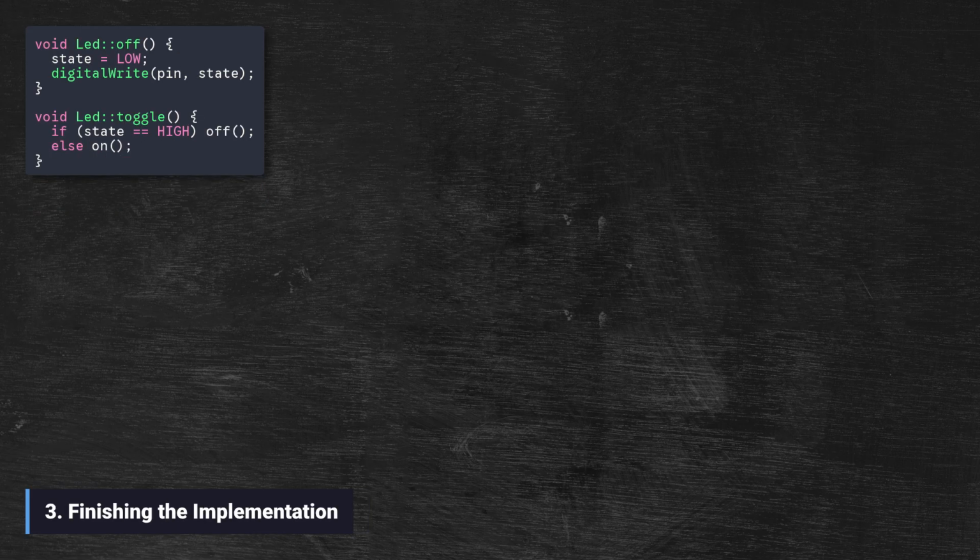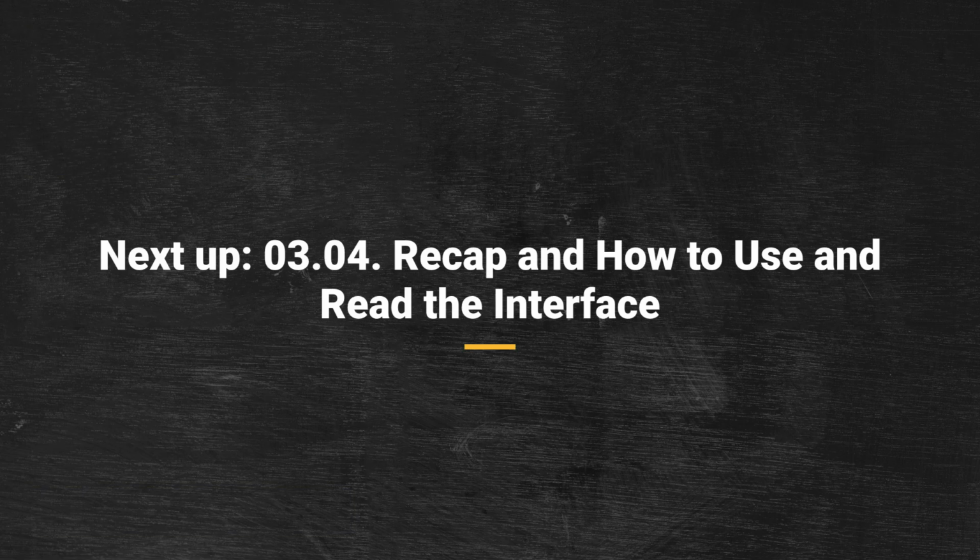We then complete the rest of our methods, off and toggle. Notice how the logic is exactly the same as before, but it is now neatly tucked away in its own file. This makes our project much more modular and professional. We have successfully separated the interface from the implementation.